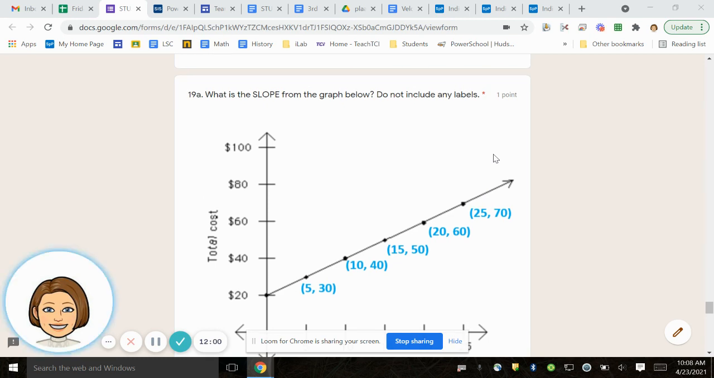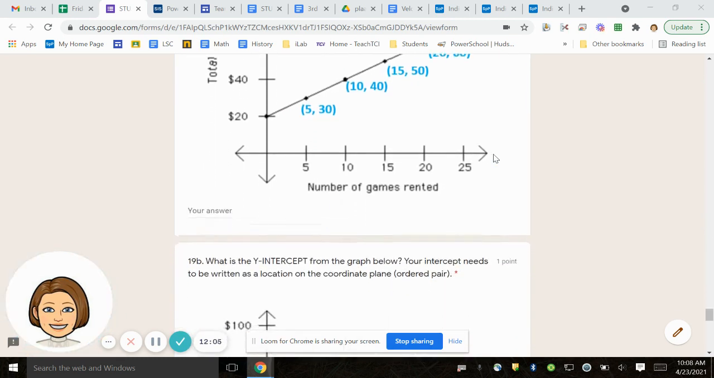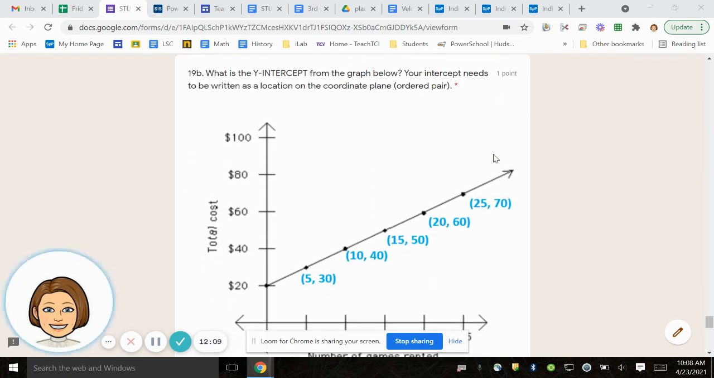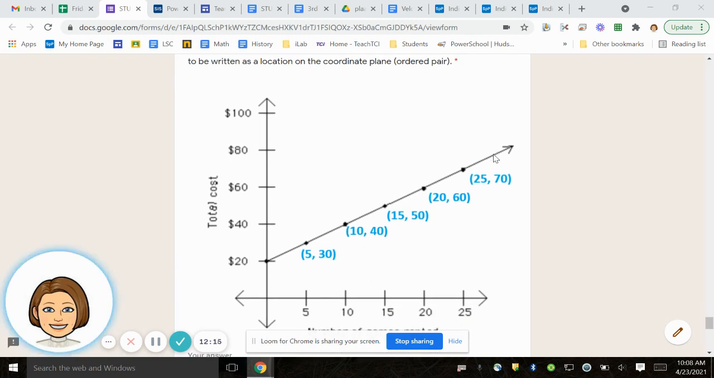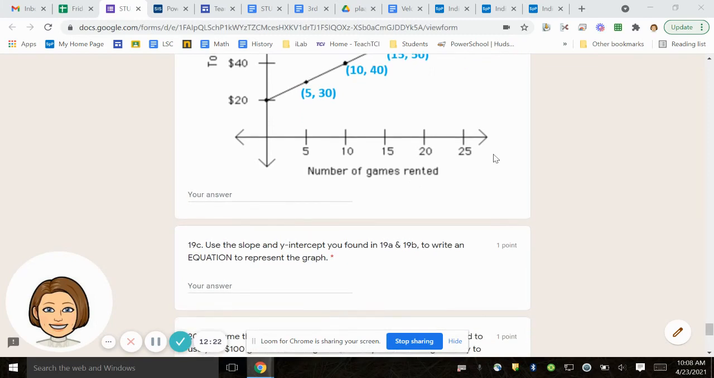For 19A, what is the slope? 19B, looking at the graph, what is the y-intercept? Your intercept needs to be written as a location on the coordinate plane, in other words, an ordered pair. Number 19C, now that you have your slope and you have your y-intercept, write the equation to represent this graph.